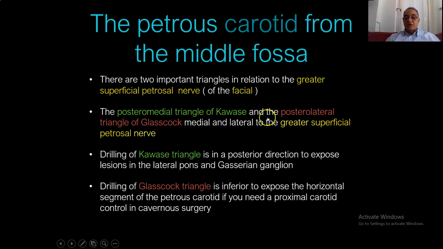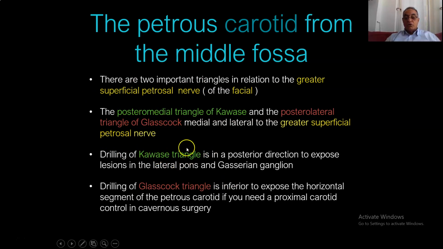So if you go through the middle fossa and elevate the dura of the middle fossa, you will find a nerve on the anterior surface of the petrous bone, which is the greater superficial petrosal nerve on its way to the pterygoid canal. What is medial to the nerve is the posteromedial triangle of Kawase. What is lateral is the posterolateral triangle of Glasscock. Drilling of the Kawase triangle is in a posterior direction to expose lesions in the lateral pons and Gasserian ganglion. The Kawase triangle is the most medial part of the petrous bone, which contains nothing, just thin bone. If you have the skull and you see the petrous bone, you find medially very thin bone, which contains nothing, and some air. This is the Kawase triangle.